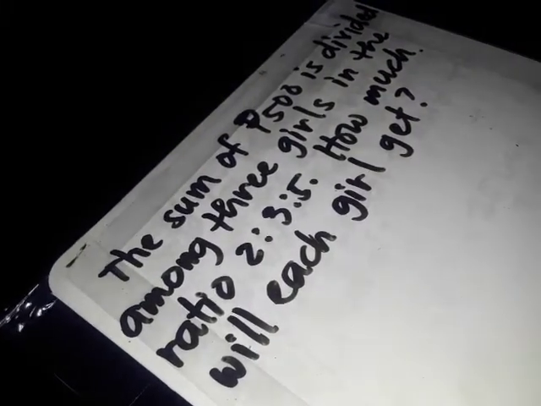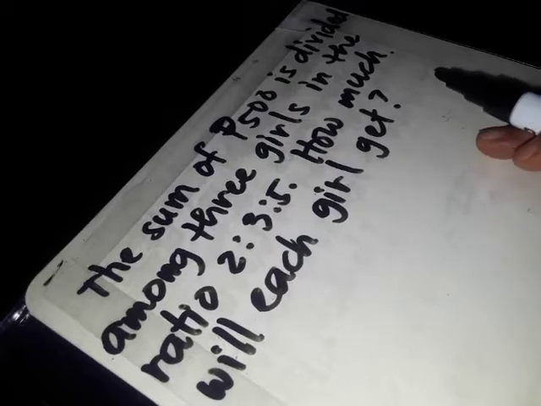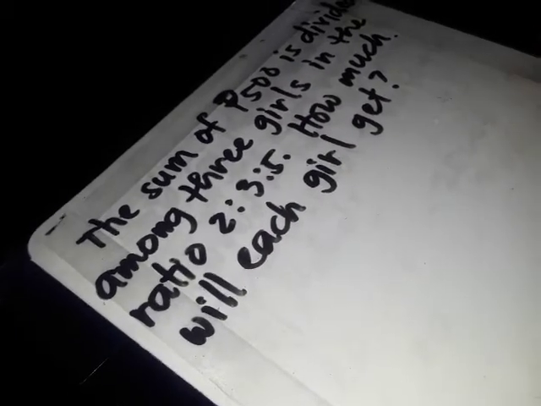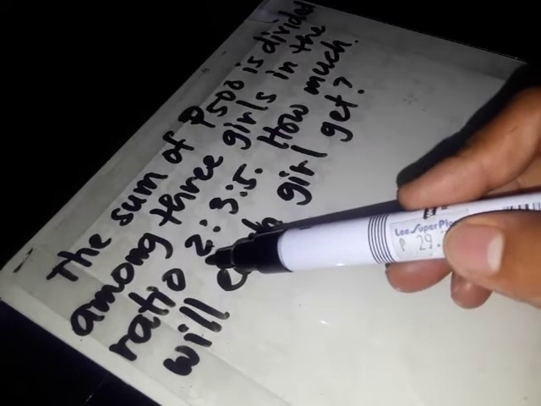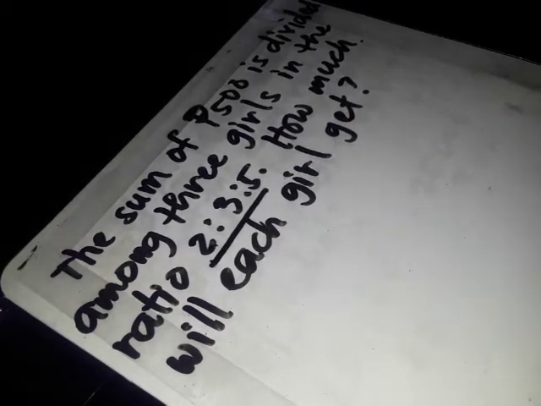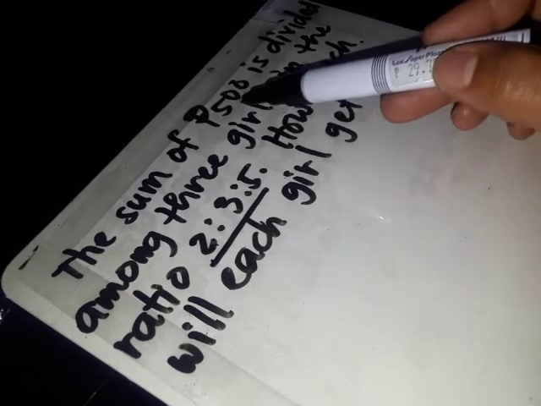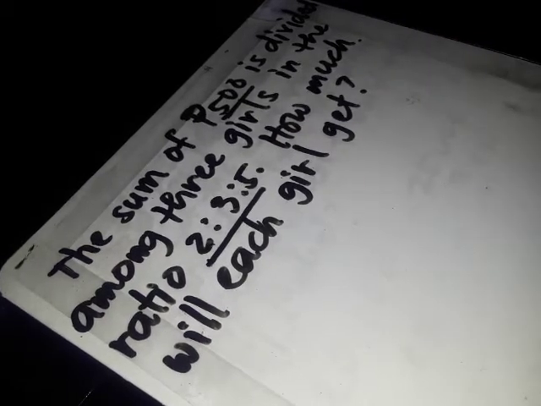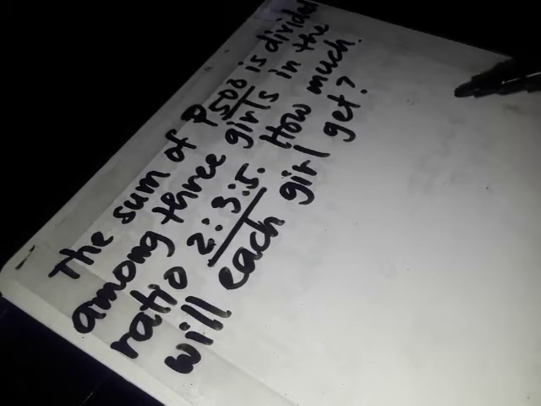Number 3 example. The sum of 500 pesos is divided among 3 girls in the ratio 2:3:5. How much will each girl get? So, ang halimbawang ito ay partitive proportion. Bakit? Kasi may mga maghahati-hati. So, madali lang ito. Ang gagawin lang muna natin ay i-add natin ang mga maghahati-hati is equal to their amount or whatever number na paghahatian nila.